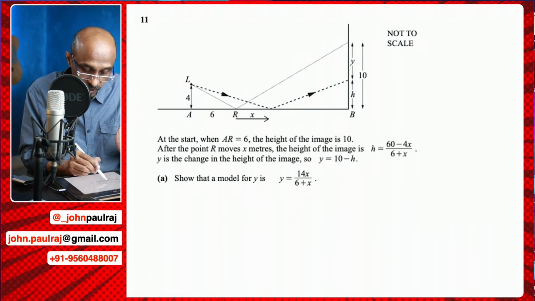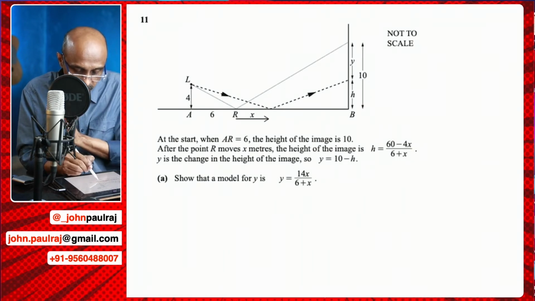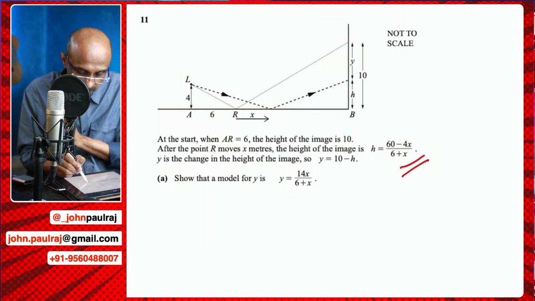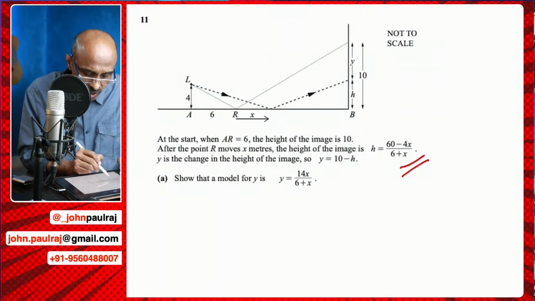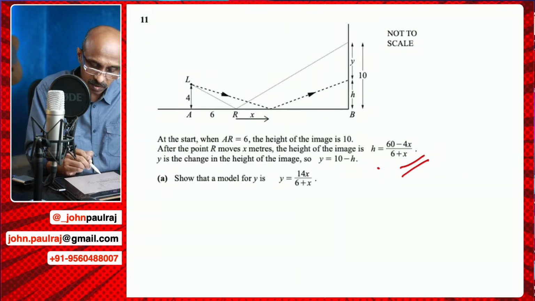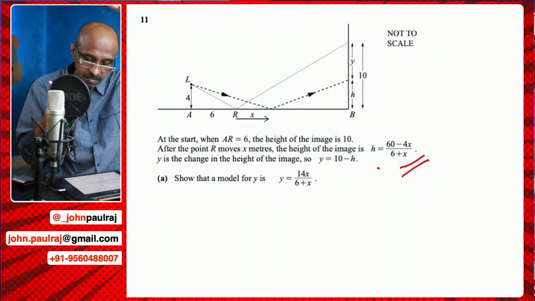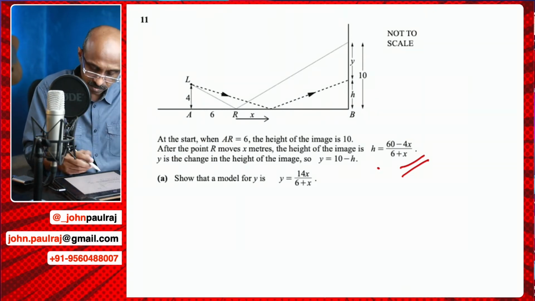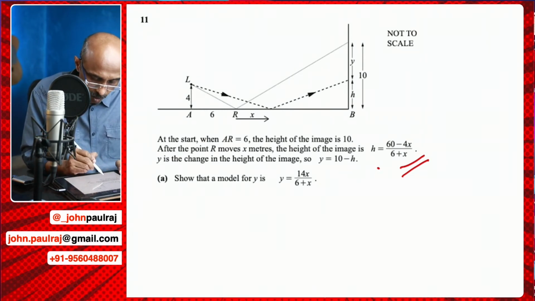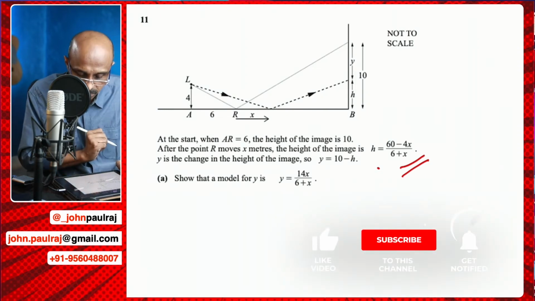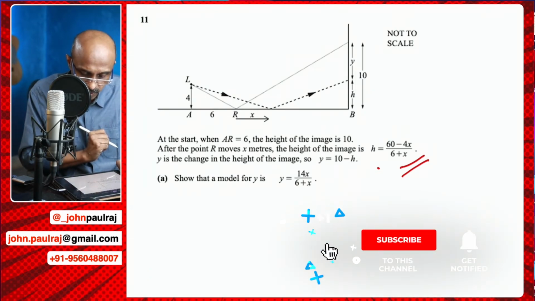Okay, they're showing the arrow. It's moving X meters to the right. The height of the image is H is equal to, we just saw this model. Y is the change in the height of the image. So Y is equal to 10 minus H. That's the change in height. So it was 10, and Y is equal to 10 minus H. Okay, that makes sense. Show that a model for Y is 14X over 6 plus X.